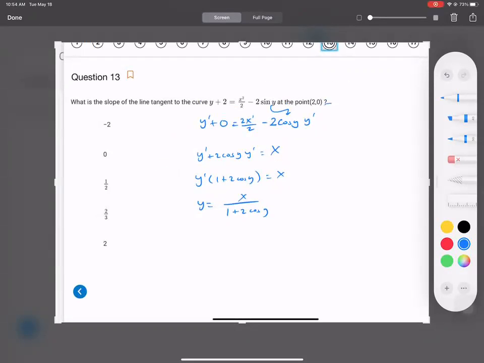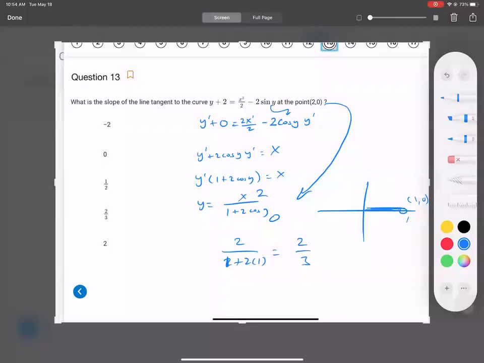Okay. At the point 2, 0. So if x is 2, y is 0. What's the cosine of 0? Look at my unit circle. This is x is 1, y is 0. So the cosine of 0 is positive 1. So it'll be 2 over 1 plus 2 times 1, which is 2 over 3. The only calculus part here was to take the derivative. And everything else was algebra 2.